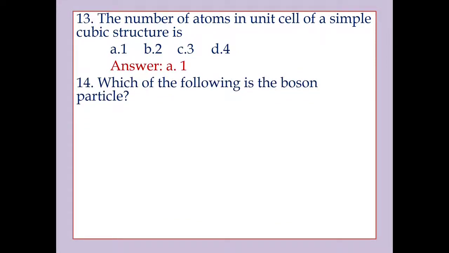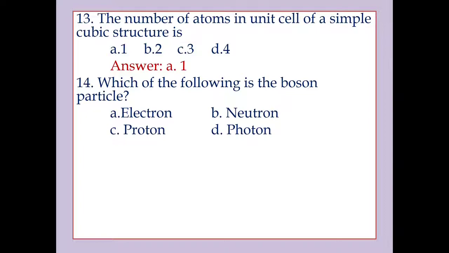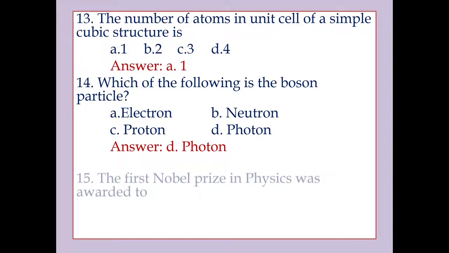Which of the following is the boson particle? Photon is the boson particle which obeys the Bose-Einstein statistics. The remaining three options, the electron, neutron and proton, are all fermion particles.